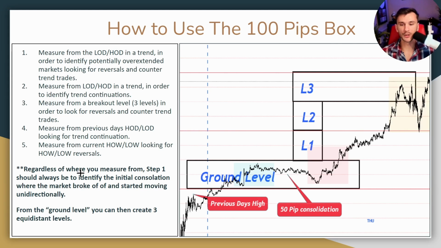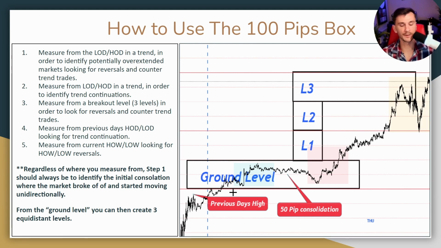Regardless of where you measure from, step 1 should always be identifying the initial consolidation from where the market broke out of and started moving unidirectionally. So like, for example, notice that this is the previous day's high over here. All right. You can also see this really dark red line right here is double zeros. They moved through that level and they actually at the beginning of the day went into consolidation. They're in a 50 pip box.